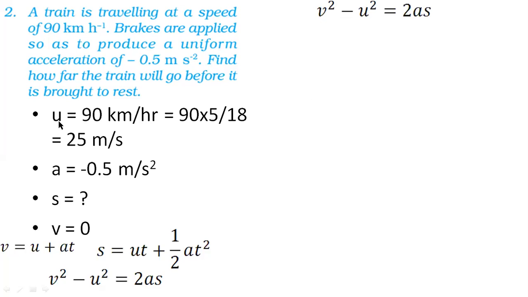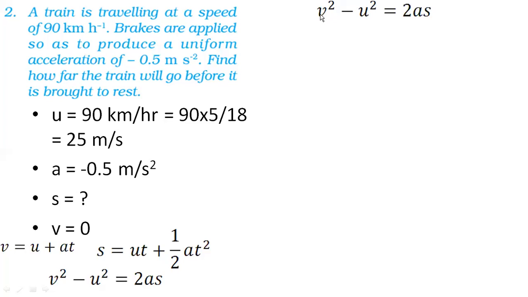So u value I have corrected. Initial velocity is given as 90 km per hour, which we converted to 25, and final velocity is 0. Why? Because the object is supposed to be at rest. Okay, the train was brought to rest by applying brakes. Now use this formula. Just put the values there.